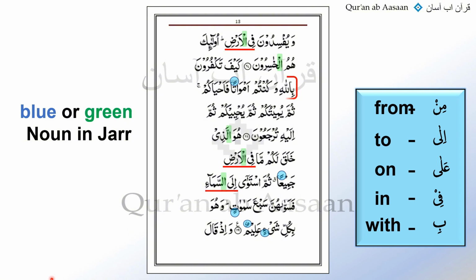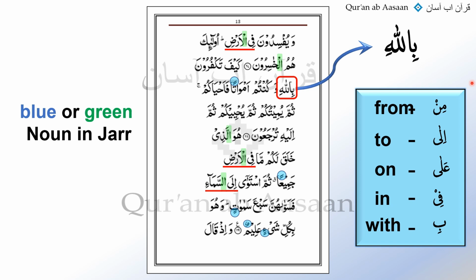What about this? Billahi. What about it? You see, it's not colored. Billahi is not colored. Can we underline it red? We know that it's a combination of B and Allahi now. Can we underline it red?